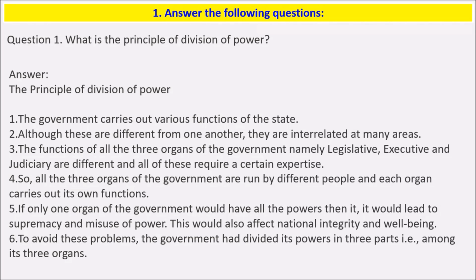The principle of division of power. The government carries out various functions of the state. Although these are different from one another, they are interrelated at many areas. The functions of all the three organs of the government, namely legislative, executive and judiciary, are different, and all this required a certain expertise. So all the three organs of government are run by different people and each organ carries out its own functions.